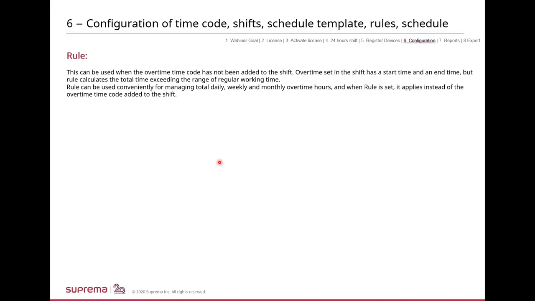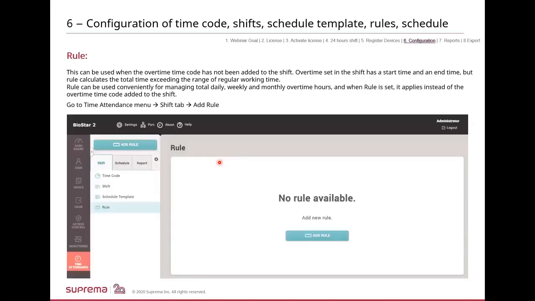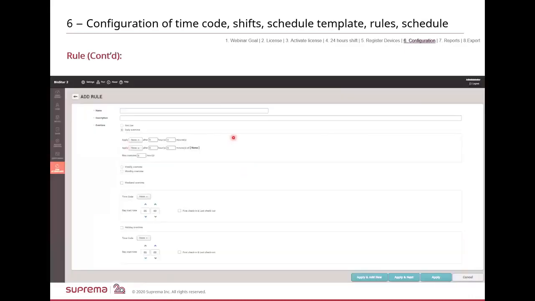If you remember, the fixed shift has overtime, but in the flexible shift, you cannot add a time segment for overtime. So when you use a flexible shift and you want to use overtime, please use it with the rule. In order to create a rule, you go to time attendance, shift, rule part, add rule, and this is the window which we are going to demonstrate in the next step.